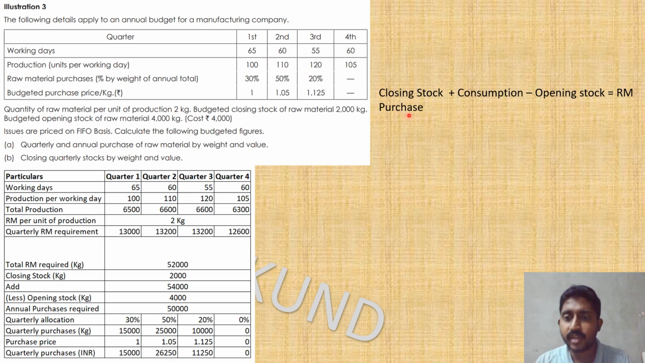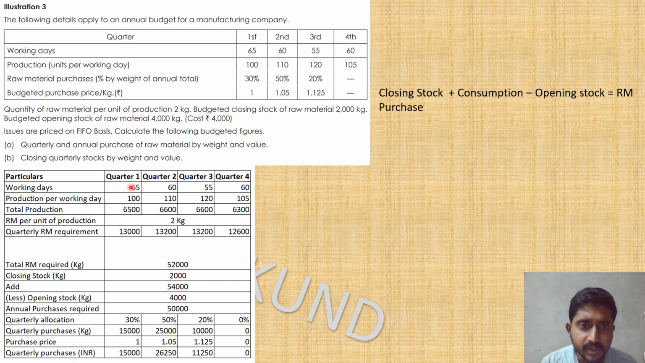You can say this formula a little more easily also. What is RM consumption? Consumption, what you have consumed, is nothing but the opening stock, and you have added the purchases to it, and minus the closing stock that is left out, that is going to be the consumption. So this is the rearrangement of that, because we are going to find the purchases. And the second question is closing quarterly stock by weight and value. We have to find the closing stock. So that is the second question. Let us answer the first question.